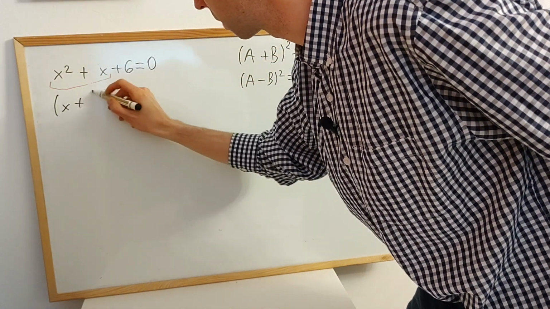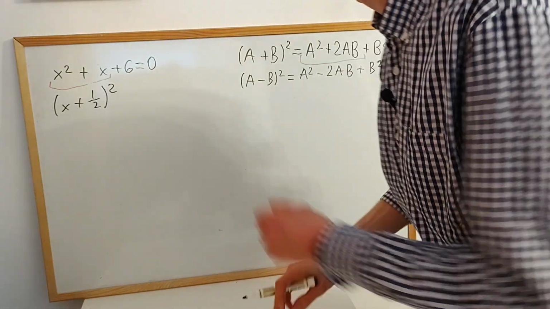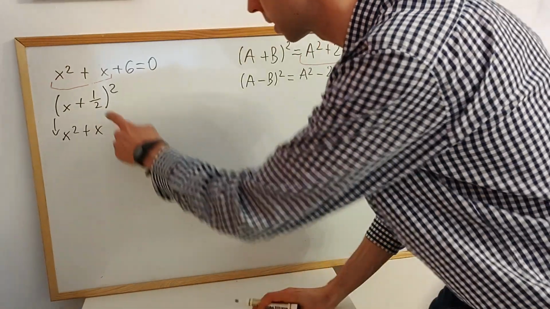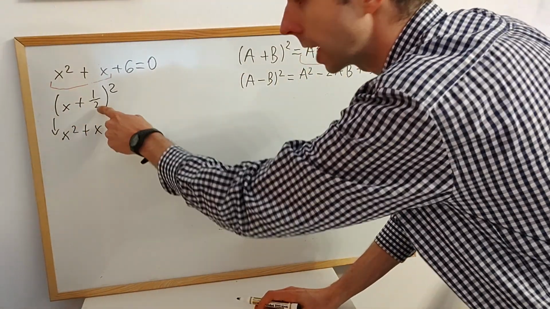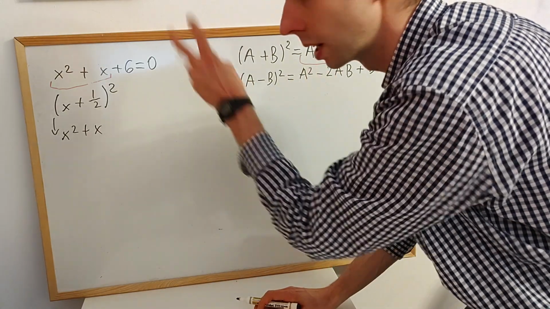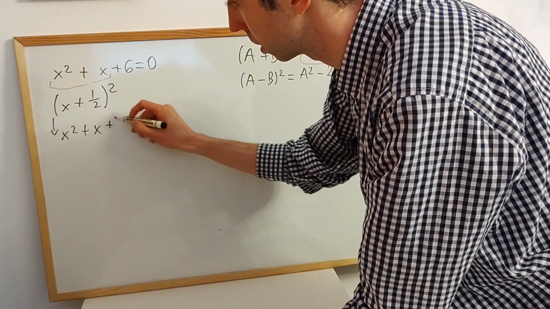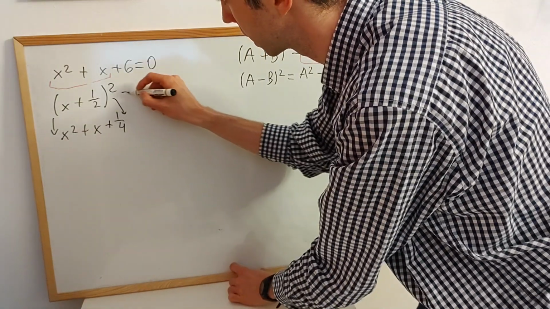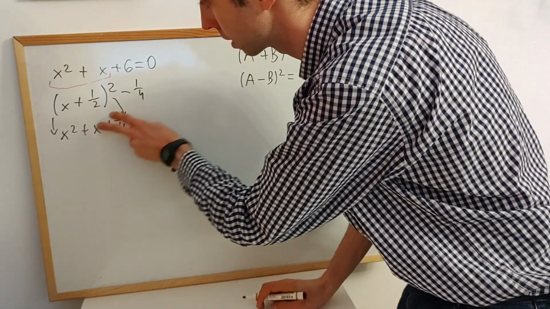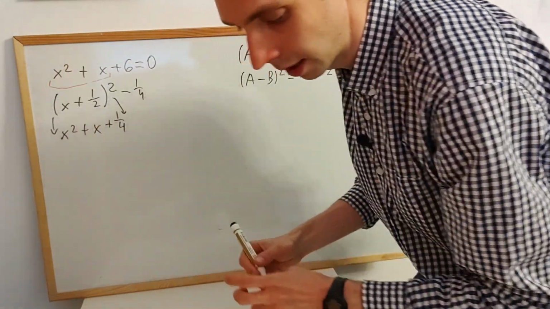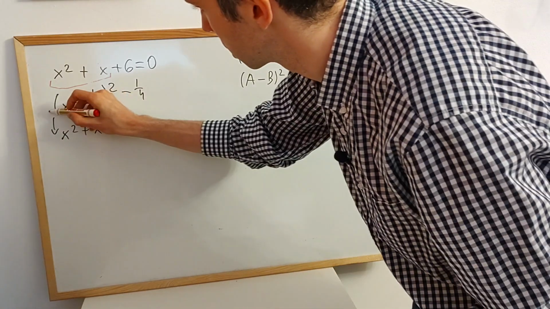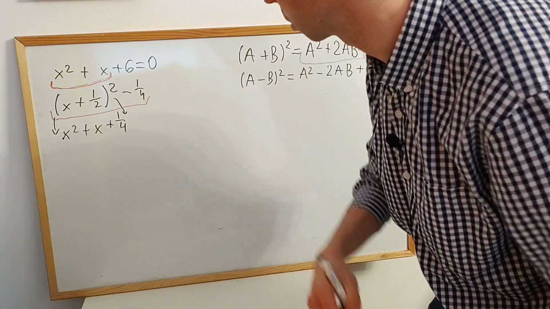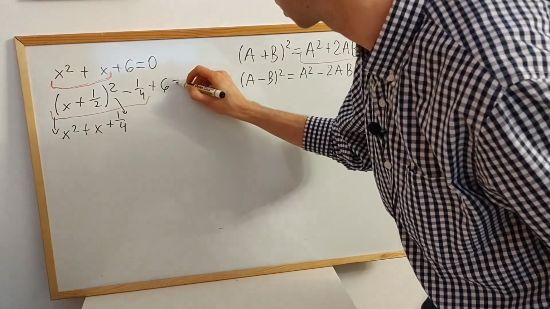Then I write (x plus 1/2) squared, because this again will be x squared plus x, because it's 2 times x times 1/2, so 2 cancels out, but I have also plus 1/4, so that's an extra term which I have to subtract, so that to have only this. Okay, so now this is the same as this, and I have also plus 6 here.